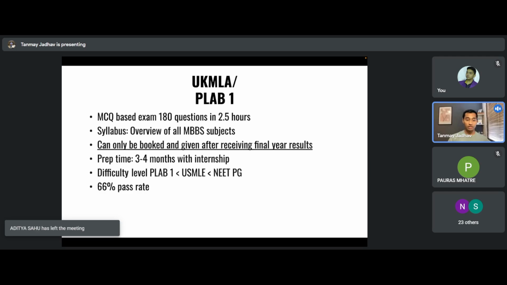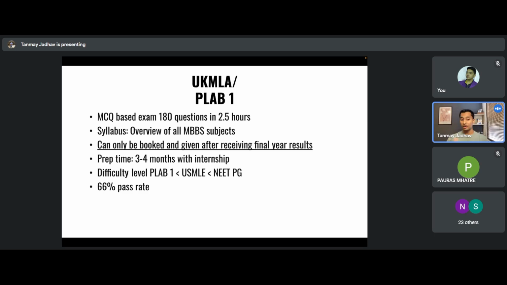It can only be booked and given after receiving final year results. That is the caveat here. So you need to have your IELTS results ready on the day that you receive your final year results, and immediately go online and book it. Now, I know that these days they're releasing the PLAB 1 dates on particular days. So you need to have that foresight and planning, know what dates these are coming out, and book them as quickly as possible to get the most convenient location for you.